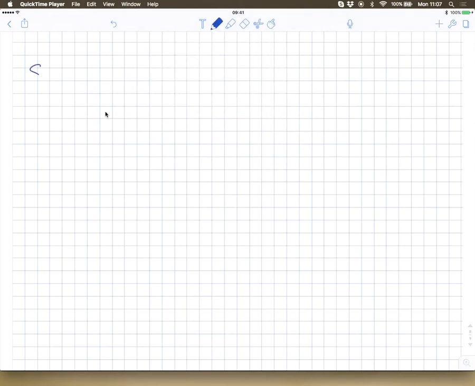Summation notation, okay? Summation notation. Review and exercises.